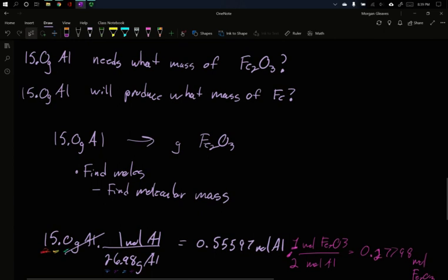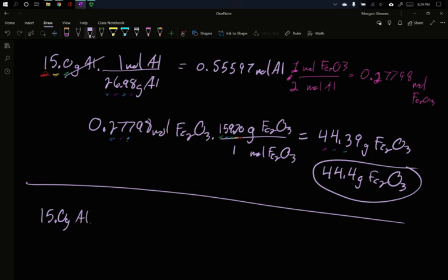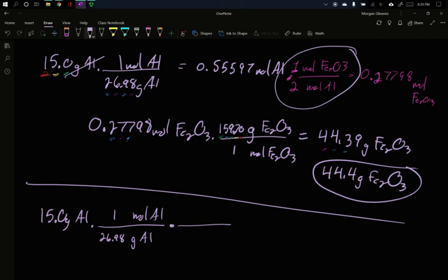Second question, if 15 grams of aluminum goes in, what mass of iron is produced? I have 15.0 grams of aluminum. Well, same starting. I can't compare two things in grams. I need to get out of grams of aluminum and into mole of aluminum. So 26.98 in 1 mole. As we saw up above, that was 0.5559.